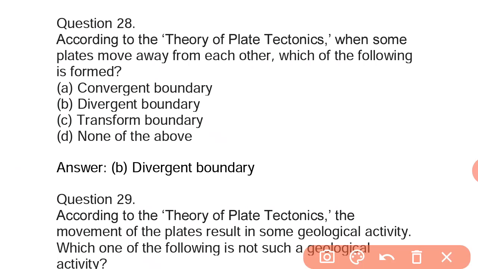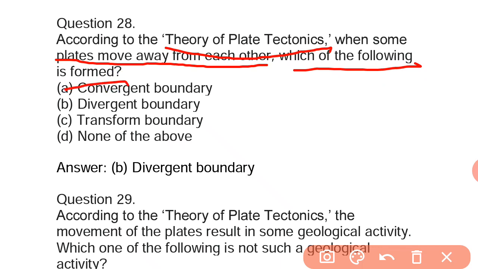According to the theory of plate tectonics, when plates move away from each other, which of the following is formed? Option A convergent boundary, option B divergent boundary, option C transform boundary, option D none of the above. Option B, divergent boundaries.